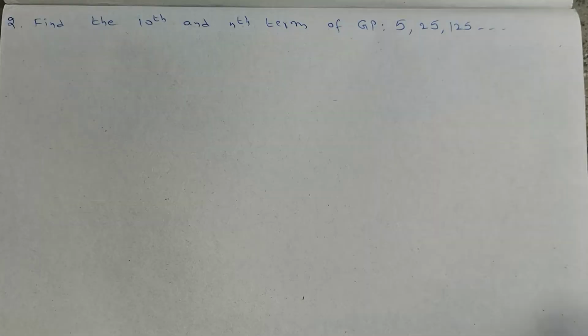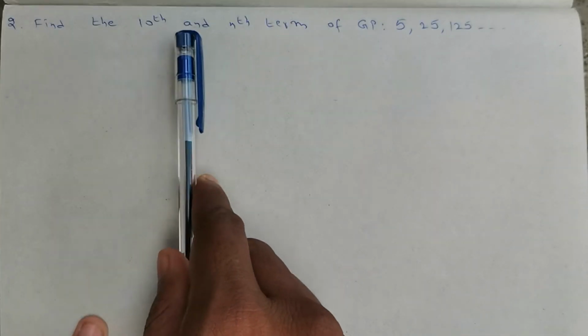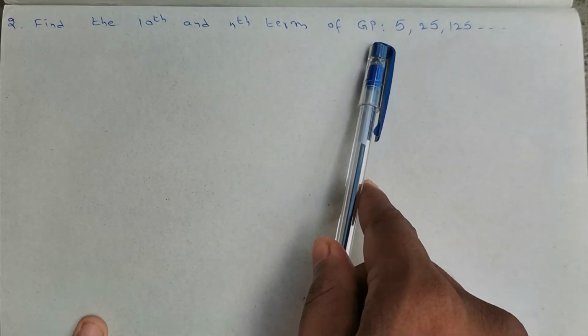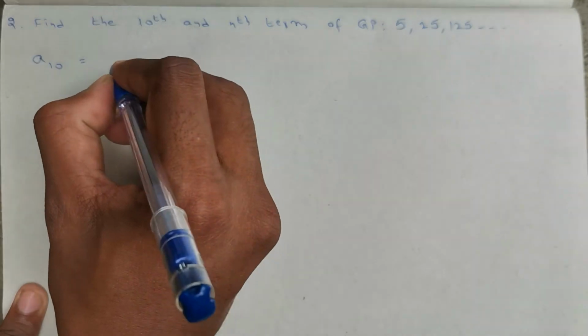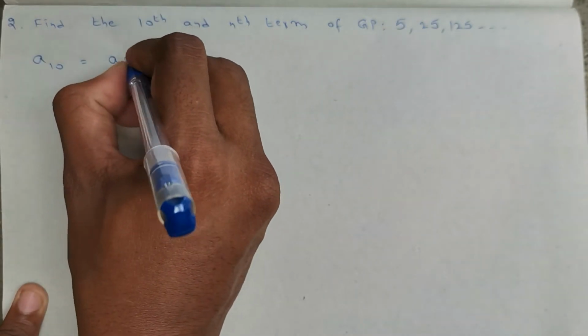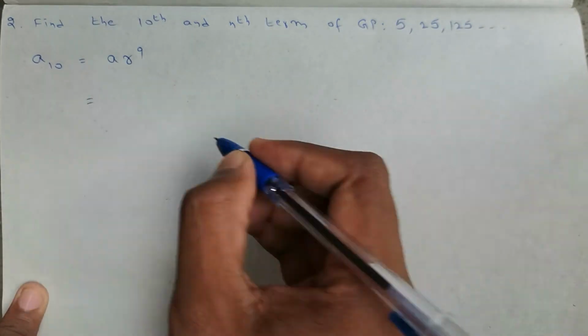Bit number 2. Find the 10th and nth term of the GP. So what is the 10th term? A10 is equal to A into R power 9. So first let us find this 10th term.